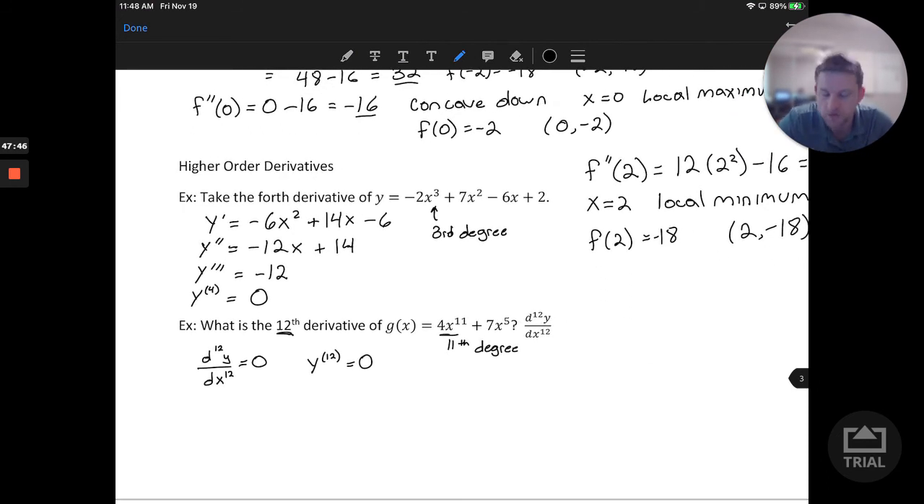So just some logic there to help us get through those higher order derivatives and how those work for polynomial functions.